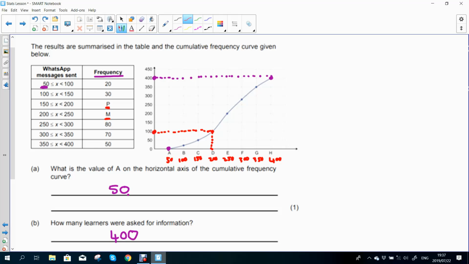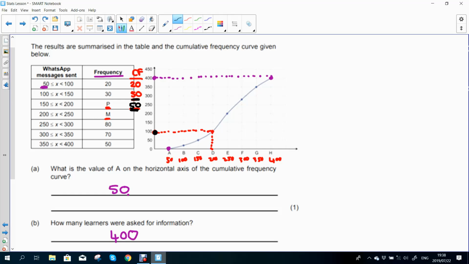Okay, now how did I work that out again? Remember, we are adding here. So my cumulative frequency, the first one will be 20. Then I will have 20 plus 30 is 50. Then I'll have 50 plus this number must give me 100. Hope that makes sense. Let me just say that again. 50 plus this number must give me 100. So that is 50. Okay, let's keep on adding.